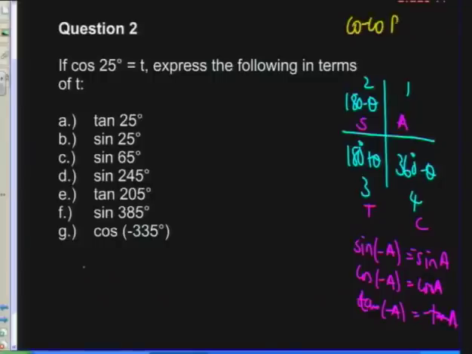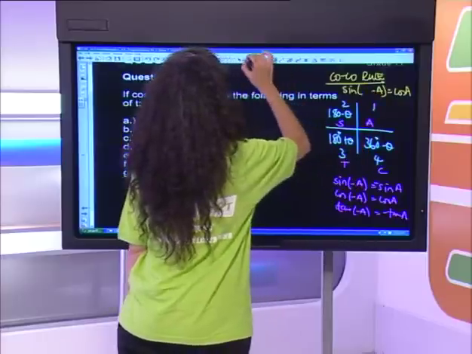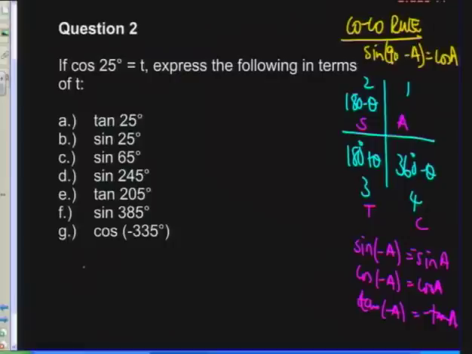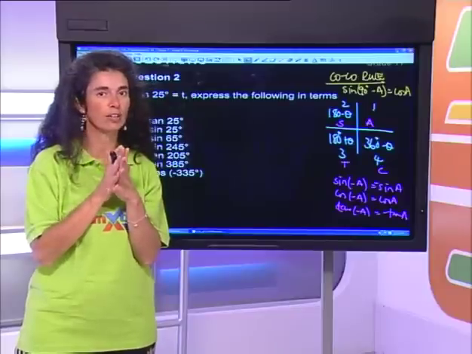So our cofunction rule says that if I have a sine of 90 minus A, then it's going to be the same as the cosine of A. So those two angles add up to 90. That doesn't look very well written. Let's just make this a little bit more legible. There we go. Right, so now we have cos 25 is t, express the following in terms of t. We can look at this in a very algebraic way, or we can look at it in a pictorial manner. I'm going to show you both ways, and then you can decide what you'd like to use.